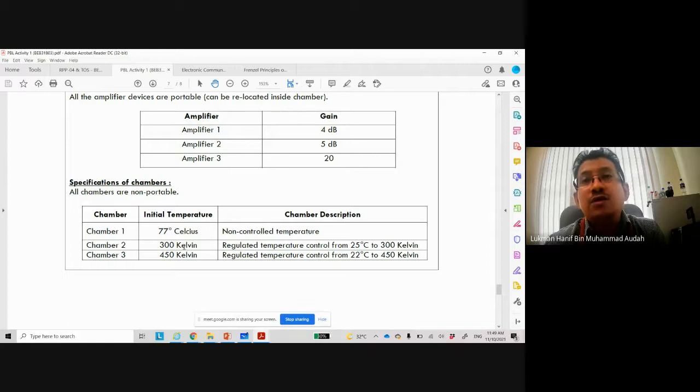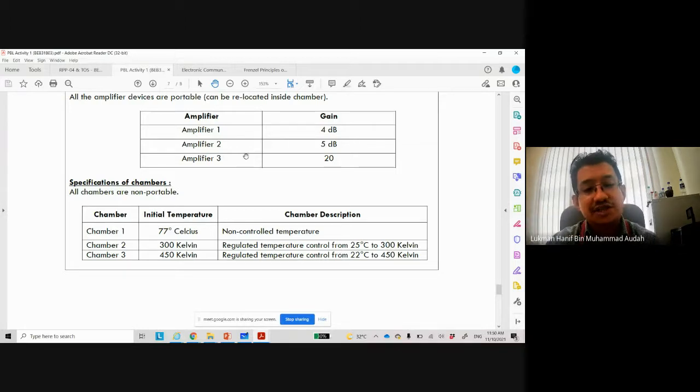Remember when we do the analysis, okay, when we do the analysis, we are not using Celsius, we are using Kelvin temperature. Okay, semua pengiraan akan menggunakan Kelvin. Okay, and then chamber description, non-control temperature. So temperature tidak boleh dikontrol yang ini. Chamber number 2 and 3 can be regulated. The temperature can be regulated between 25 degrees Celsius to 300 Kelvin, and then this is 22 degrees Celsius until 450 Kelvin. Ini dia ada dia punya specification.